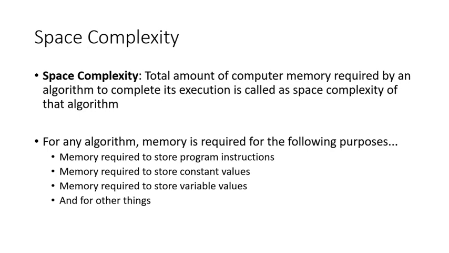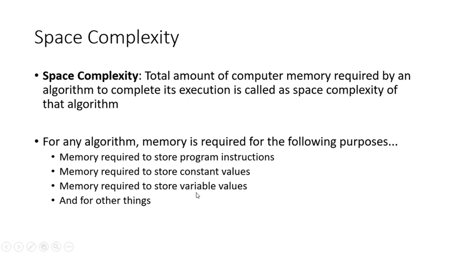Memory required to store program instructions, whatever instructions or statements you have, like int i. That is also one type of instruction or statement. The second one is memory required to store constant values. Sometimes we give a constant value that will never change. A constant value is also known as a fixed value. If we give 10 in a program, till the end it will be 10 only.